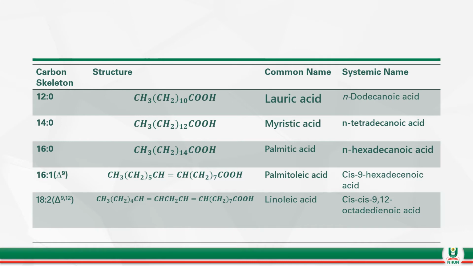Now, I've added something to the nomenclature which I did not mention before: cis. You can see cis here and cis here. This is another thing you consider, especially when you are naming unsaturated fatty acids. There are 2 types of arrangement of fatty acids; in other words, 2 types of isomers. One is the cis isomer, the other one is the trans isomer.